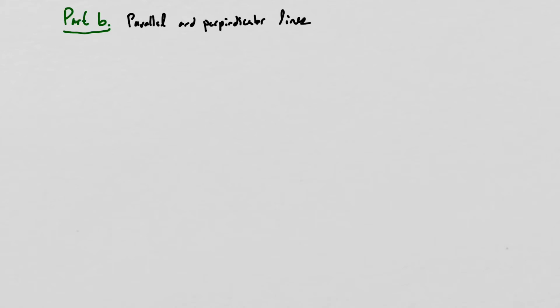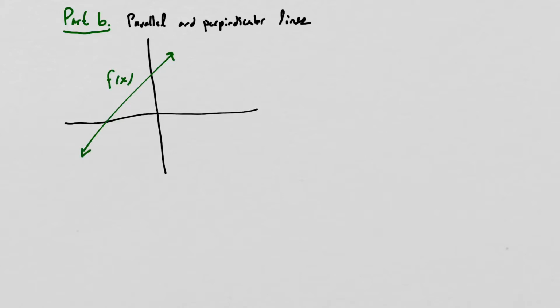In this section, we'll look at more problems that involve determining whether two lines are parallel, perpendicular, or neither. We say two lines are parallel if they don't intersect anywhere and they're two different lines. Graphically, we represent parallel lines as follows. So here's our first line, f of x, and here's our second line, g of x. Then, by definition, we say two lines are parallel if and only if they have the same slope.